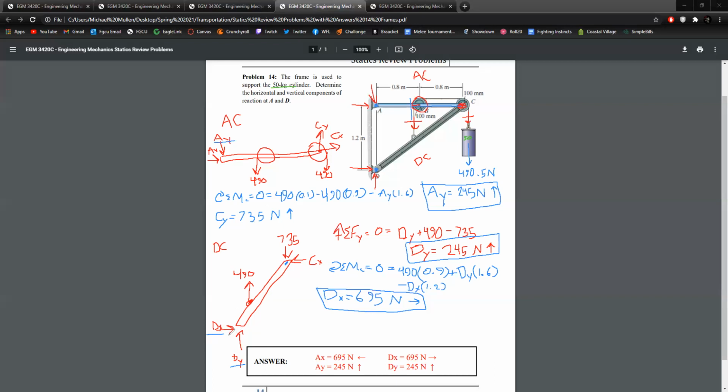So dx moving to the right, Cx is going to be 695 moving left, jumping back up to AC. Cx is going to be 695 moving right because the direction is going to change since we went to the other side of the pin. And then AX has to be equal and opposite. So AX will be equal to 695 going to the left. That is every piece that it asked us to solve for.